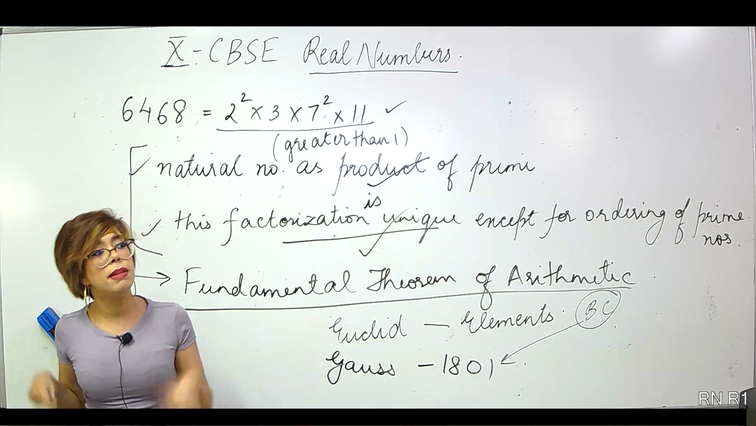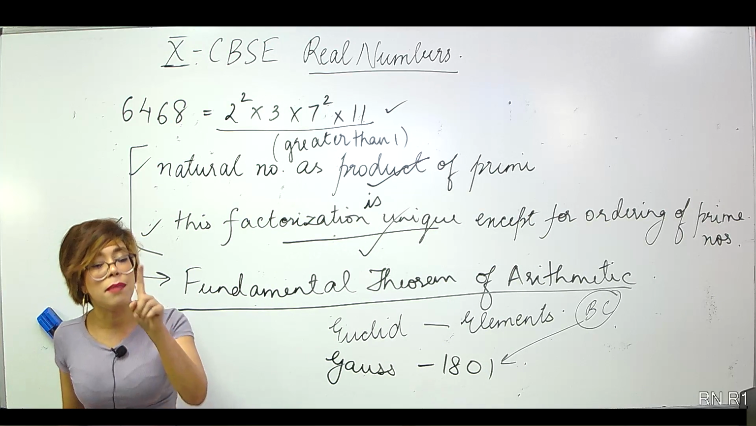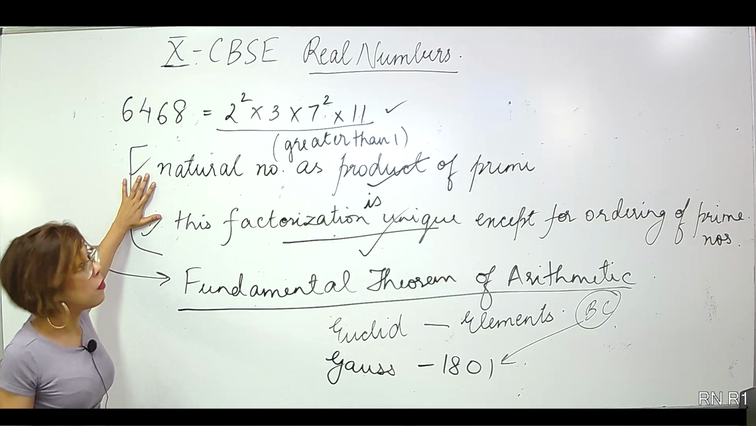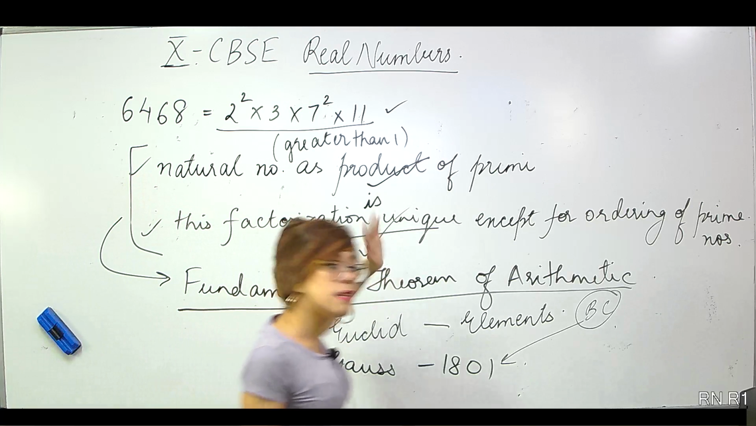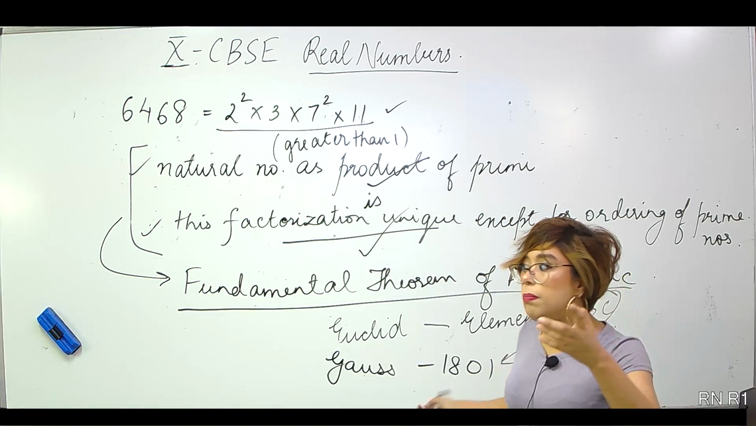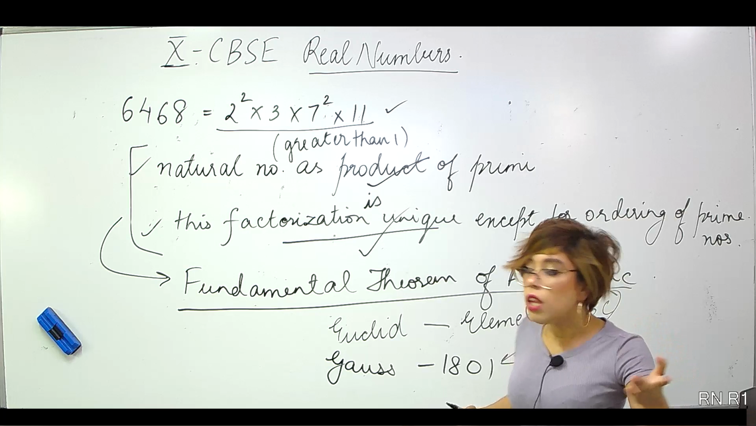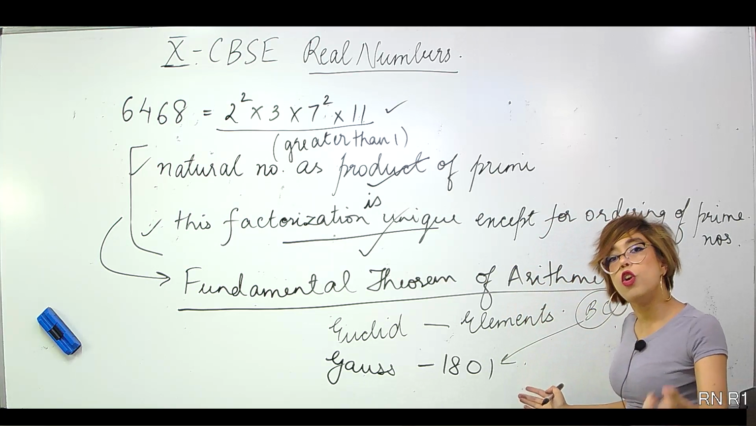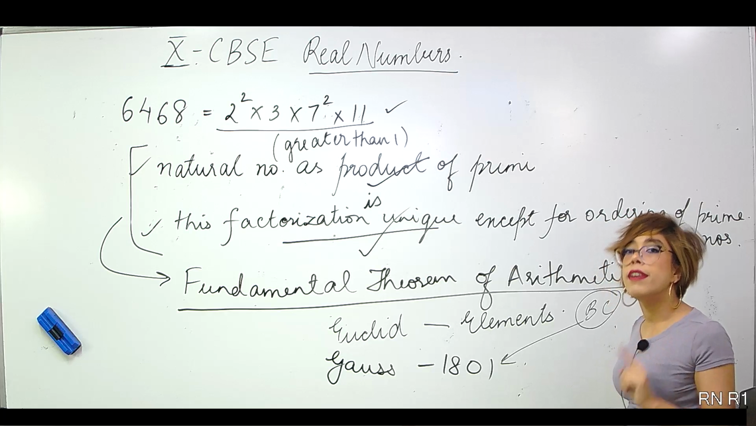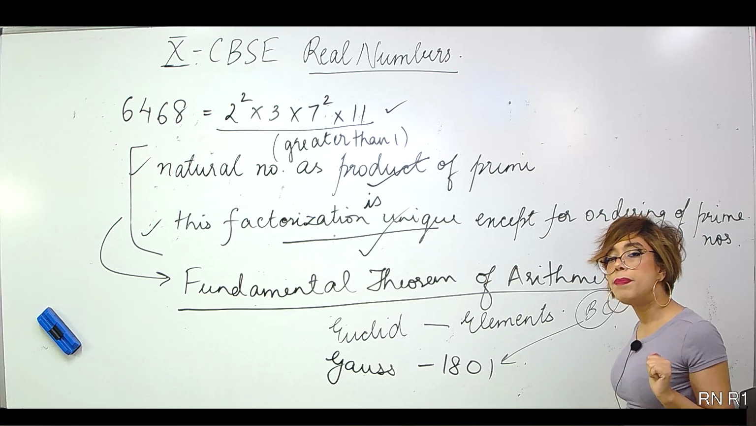It took so much time to prove a fundamental theorem. That means there is something about this theorem. Yes, it seems trivial, it seems commonsensical, but there is something about it because the great mathematicians took so much time in order to prove it. The significance of this will be pointed out in later classes.